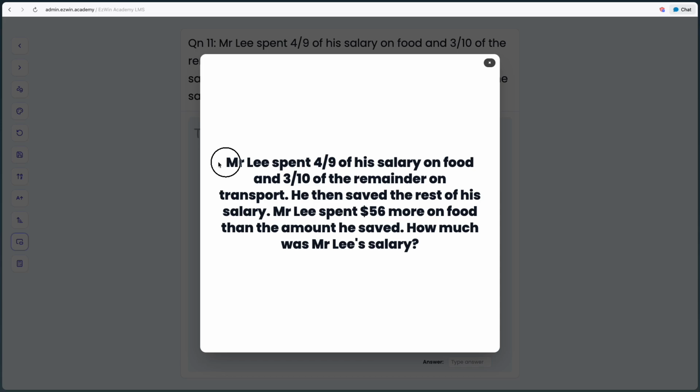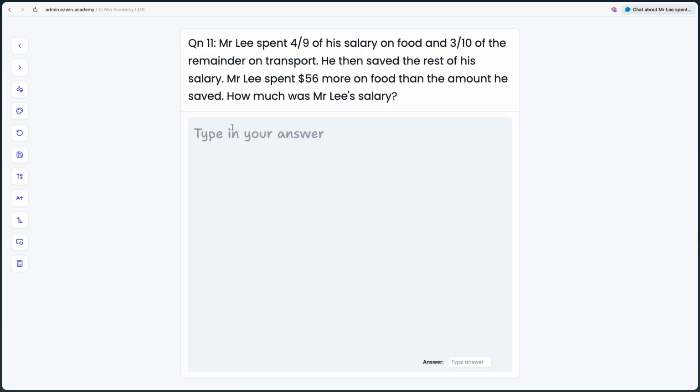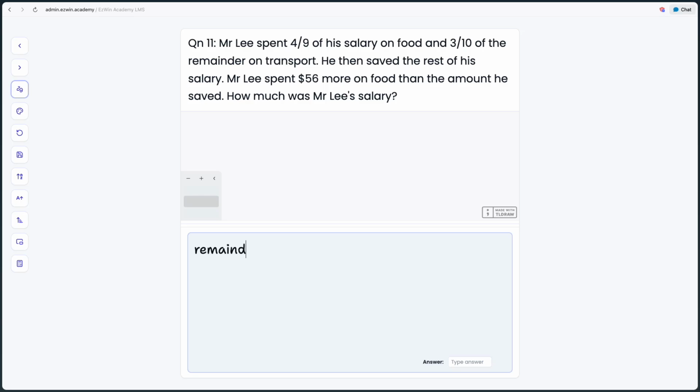Question 11. Mr. Lee spent 4/9 of his salary on the food and 3/10 of the remainder on the transport. He then saved the rest of his salary. Mr. Lee spent $56 more on the food than the amount he saved. How much was Mr. Lee's salary? So in this case, we're going to use the remainder concept.